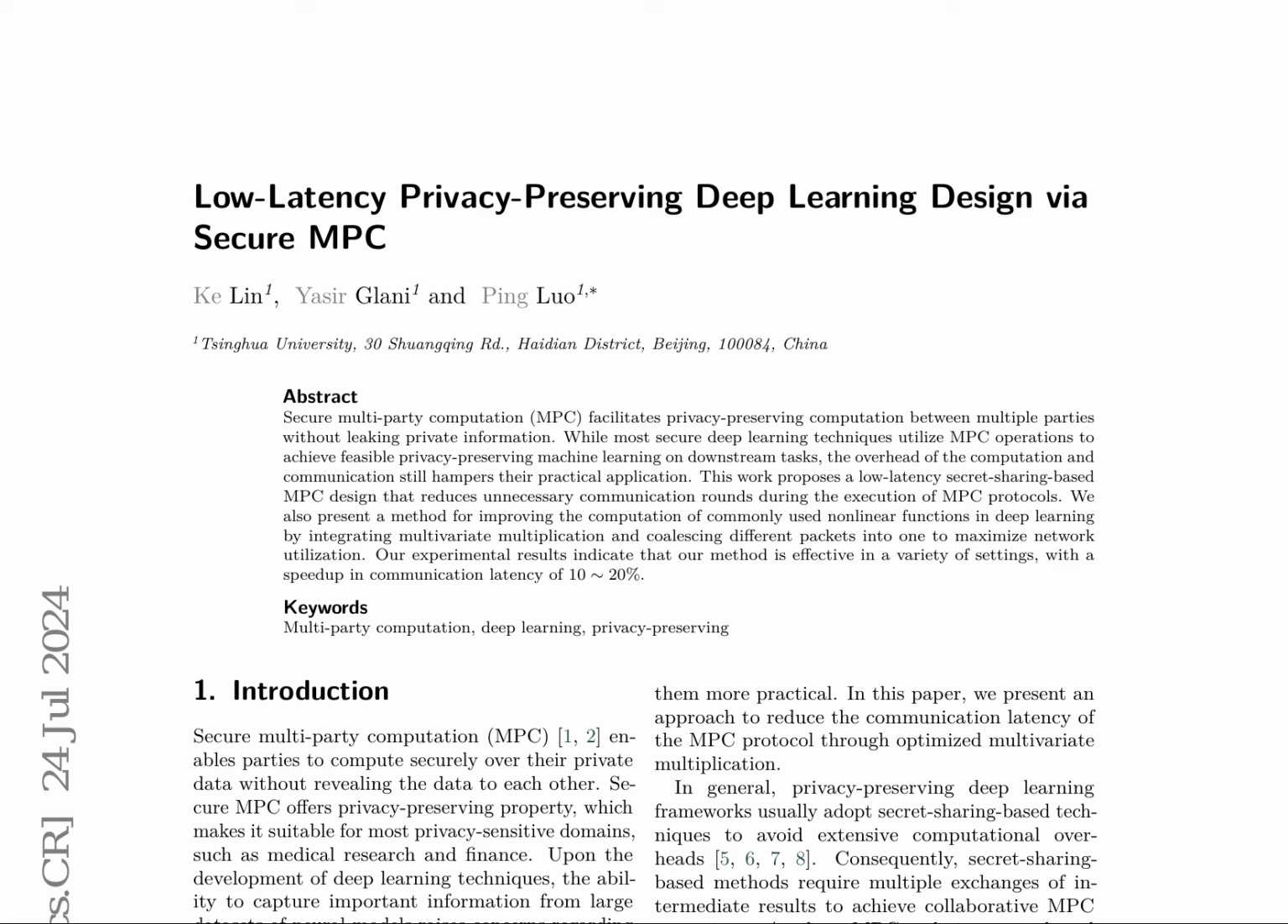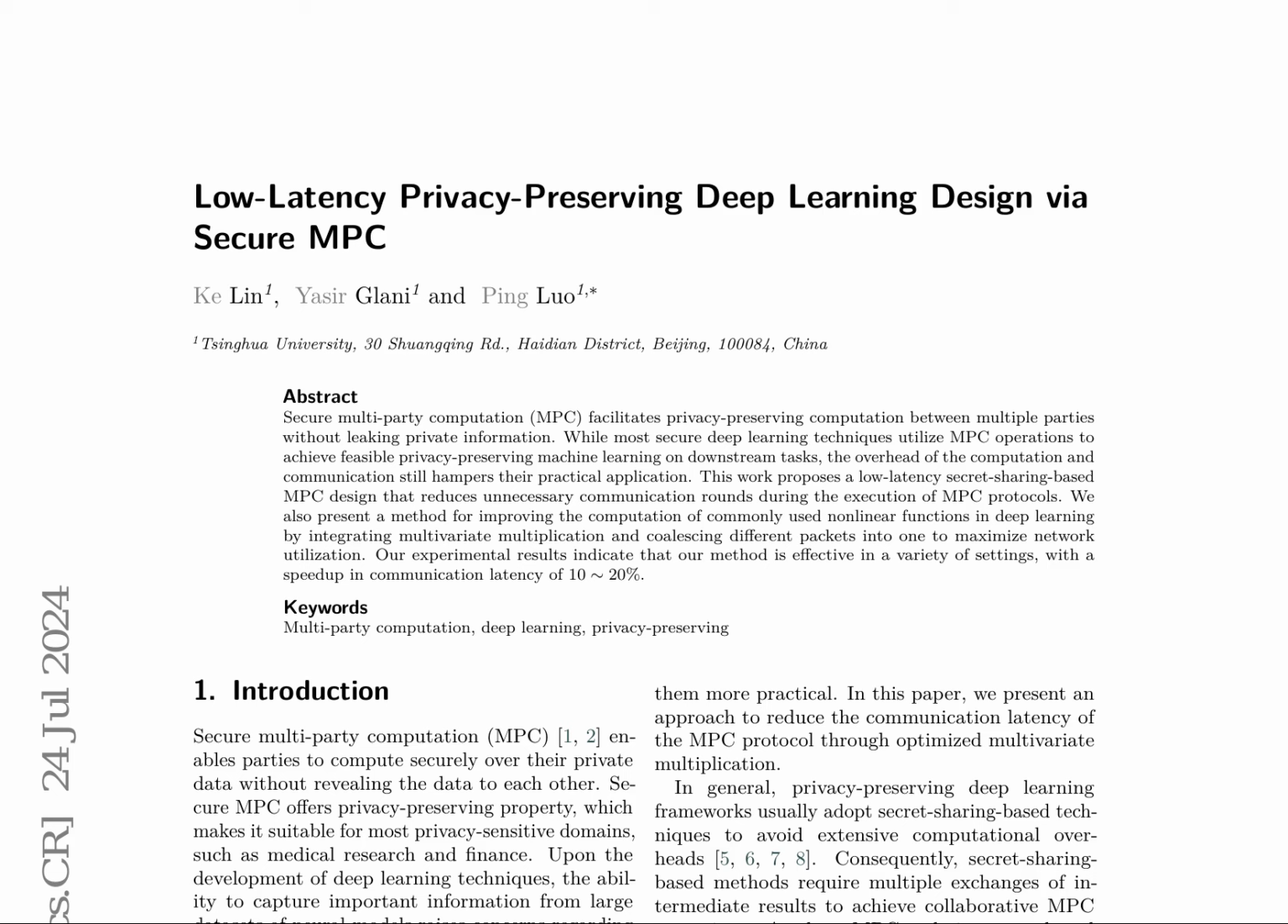It also presents a method for improving the computation of commonly used nonlinear functions in deep learning by integrating multivariate multiplication and coalescing different packets into one to maximize network utilization. The experimental results indicate that this method is effective in a variety of settings, with a speedup in communication latency of 10^20%. Keywords: multi-party computation, deep learning, privacy preserving.